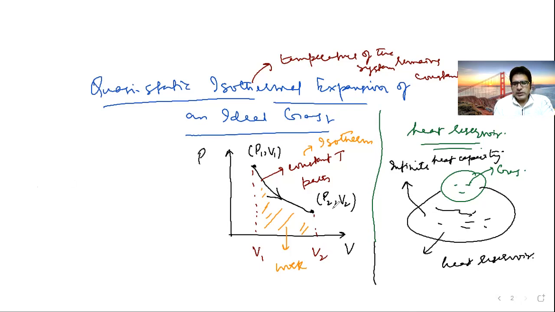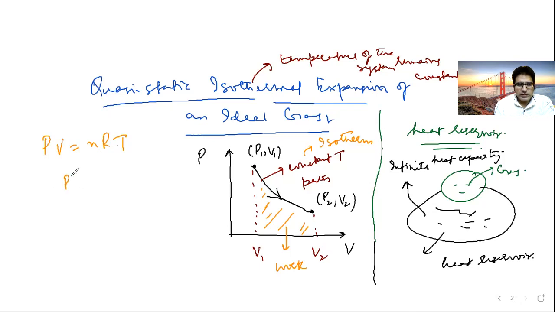I want to calculate the expression for this work. If my ideal gas goes isothermally from state P1 V1 to state P2 V2, what is the work done by the gas? I know this is this area, but what is its expression? We know for an ideal gas, PV is equal to nRT. Now, since when we take the gas, its amount is constant during the expansion, R is universal gas constant and T is also constant. That means this whole thing is constant. That means PV product is constant.